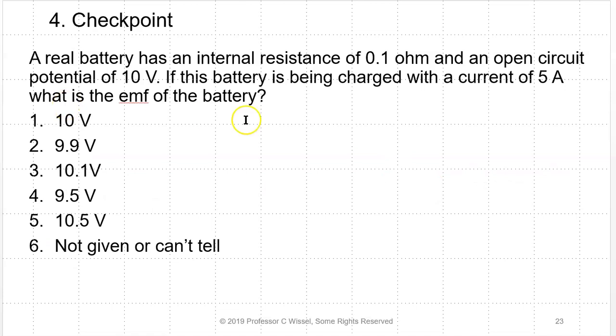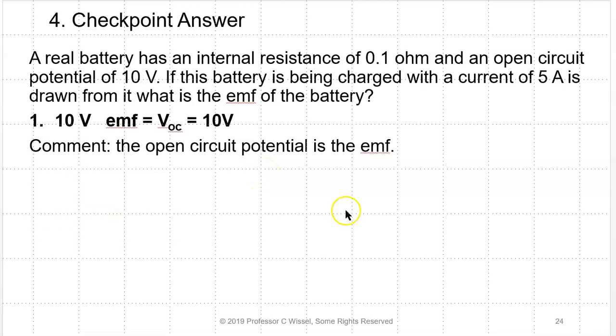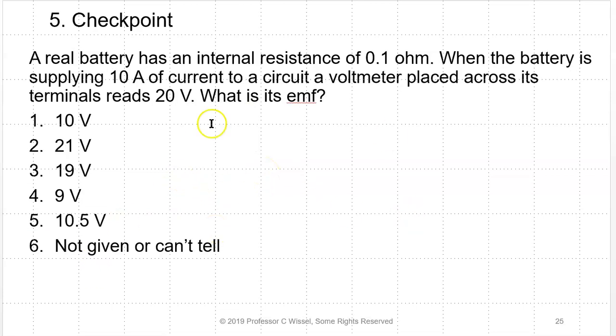A real battery has an internal resistance of 0.1 ohm and an open circuit potential of 10 volts. If this battery is being charged with a current of 5 amps, what is the EMF of the battery? This is a trick question. The EMF is the open circuit voltage, so it would be 10 volts. Don't fall for that.